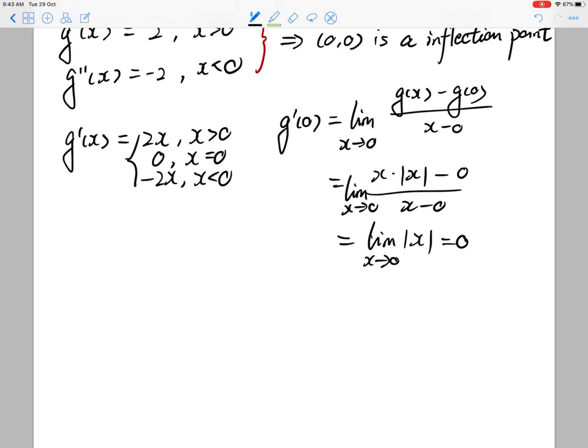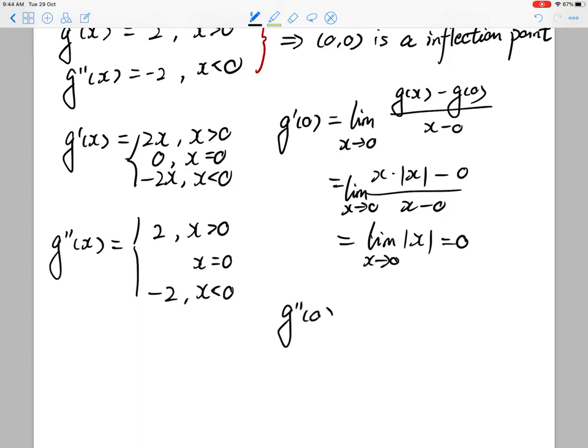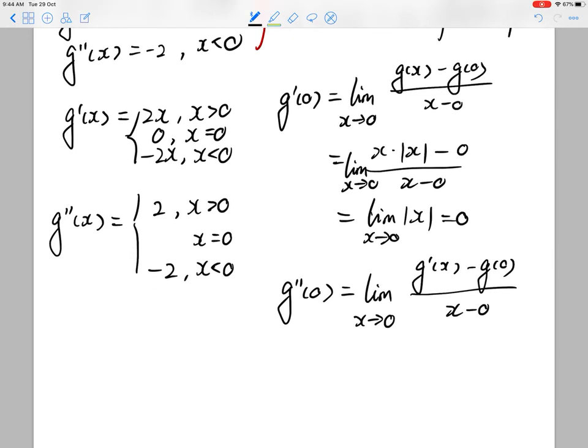Okay. Then what about the second order derivative? Again, we have that when x is greater than 0, it is 2. When x is smaller than 0, it's negative 2. But what about when x equals 0? So we can also use this formula: the limit as x approaches 0 of (g prime of x minus g prime of 0) over (x minus 0). So now, g prime of x, right?